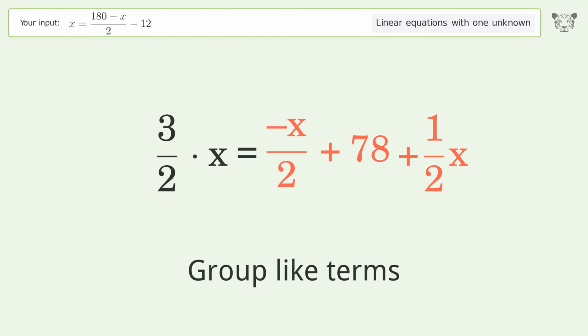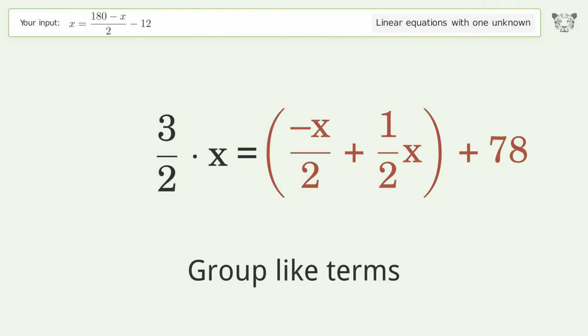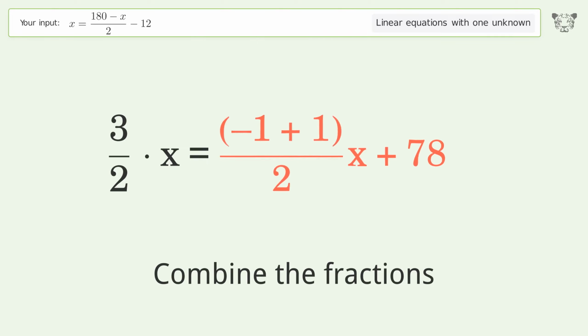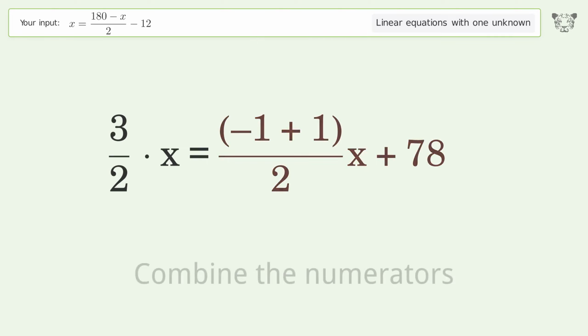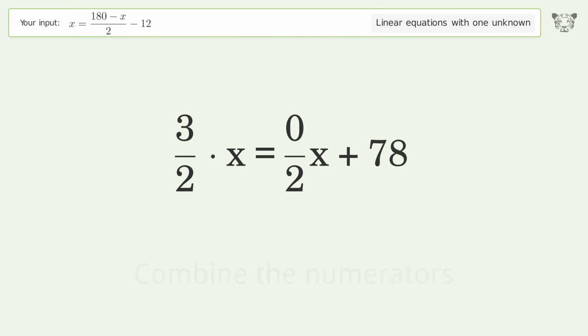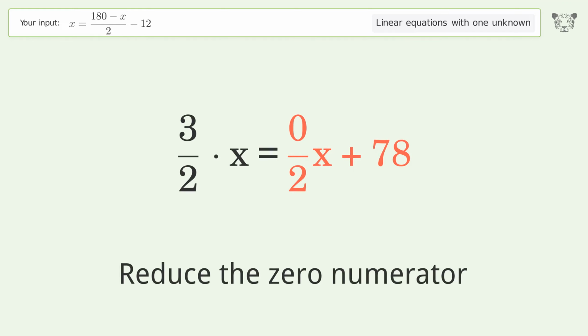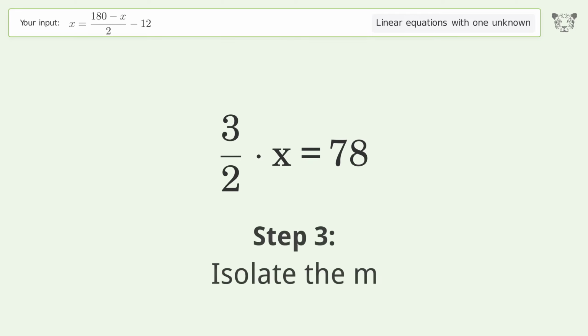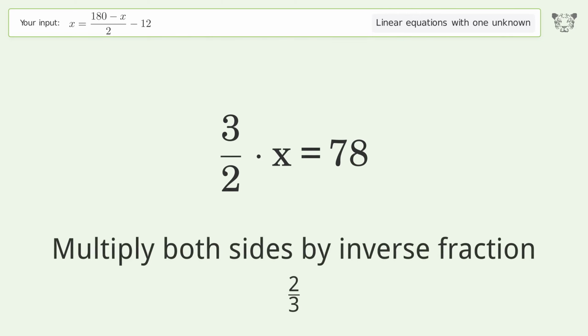Group like terms. Combine the fractions. Combine the numerators. Reduce the zero numerator. Simplify the arithmetic. Isolate the m. Multiply both sides by inverse fraction 2 over 3.